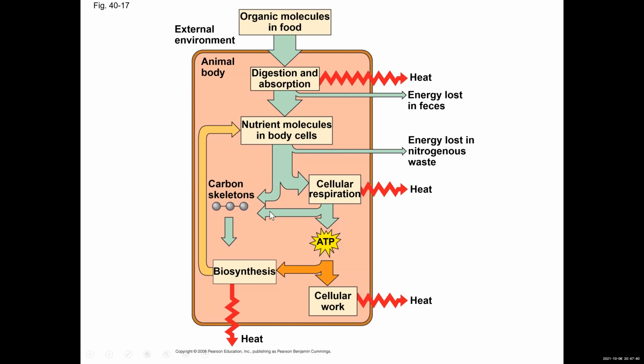Some of the products of cellular respiration, and also some of the other molecules that are broken down from digesting our food, are going to be carbon skeletons. So some subcomponents, some of the carbons from these larger biological macromolecules that came in with our food. Remember the 4 kinds of biological macromolecules: carbohydrates, proteins, nucleic acids, and lipids. These carbon skeletons can be used to build any other molecule that we need in the body, right?